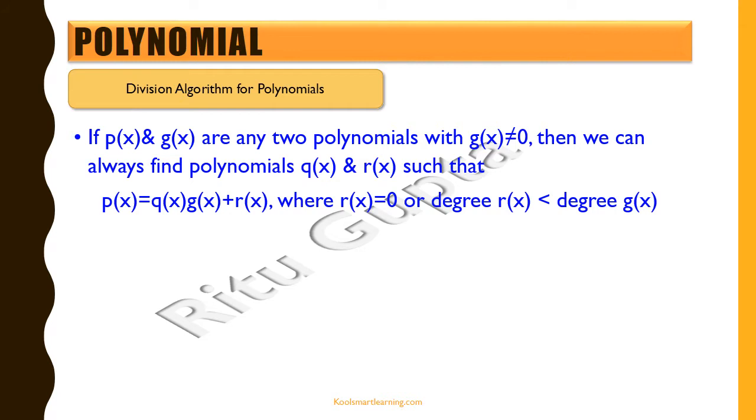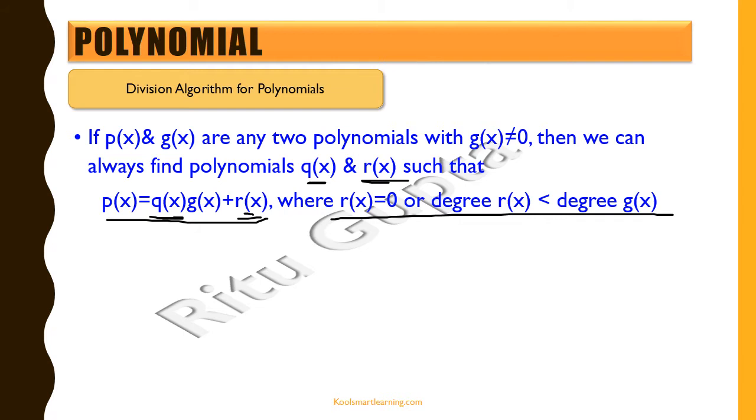So q(x) is basically the quotient polynomial and r(x) is the remainder polynomial, where r(x) can either be 0, which would mean that g(x) is a proper factor of p(x), or the degree of r(x) will be less than the degree of g(x), because in that case we'll stop the division process when the degree of the remainder is less than the degree of the divisor. So these two conditions will be met and we can find two polynomials such that we satisfy p(x) equal to q(x) into g(x) plus r(x).